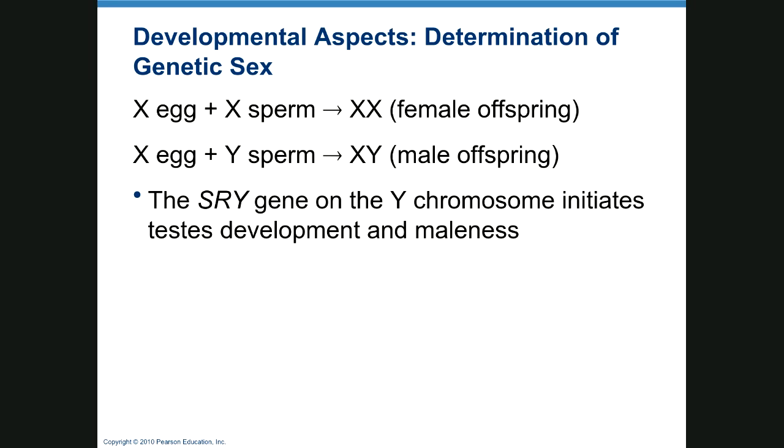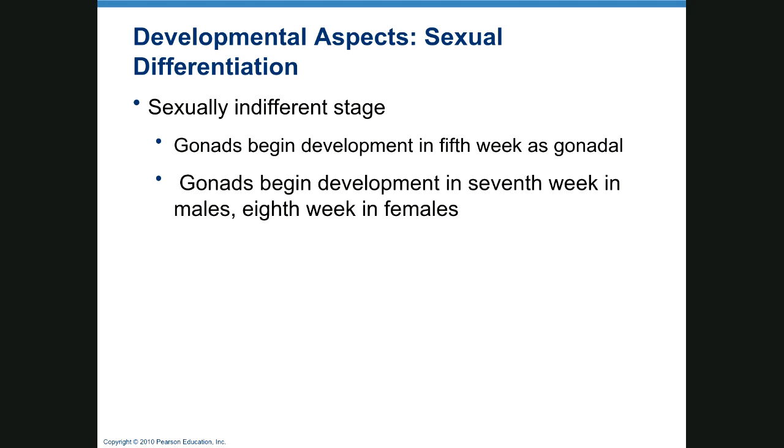Now, so XX, female, XY, male. On the Y chromosome, you have a gene called the SRY gene that causes the development of the testes and maleness in general. Early on in the 5th week, you have a sexually indifferent stage.